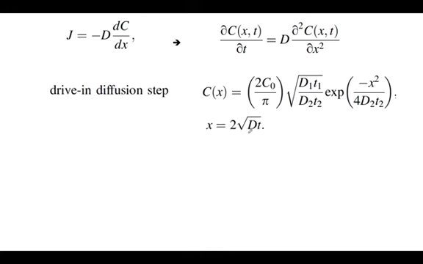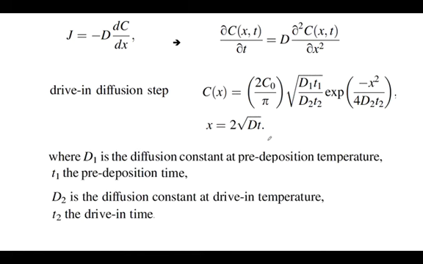There are several parameters, but what is important is this x: how deep the atoms that you deposit on top of the substrate can go when you allow them to diffuse inside the material. That depth x is essentially 2 times the square root of D times t. It's important because this depth depends on many parameters.